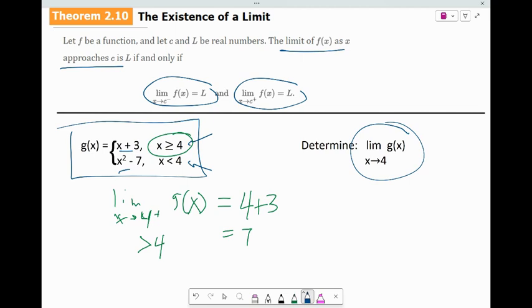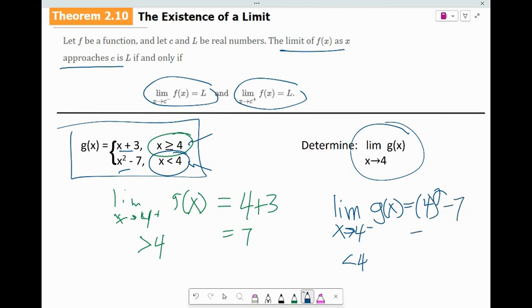Now, if we're approaching 4 from the left, that means we're less than 4. We're to the left of 4. So this limit is going to be x squared minus 7, or 16 minus 7, which is 9, right? So because the one-sided limits don't agree, we can say that this limit doesn't exist.